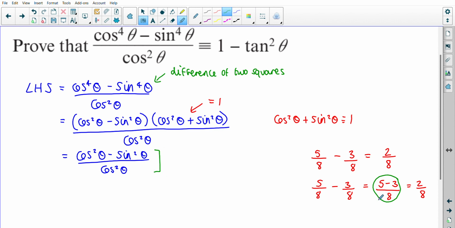So what I can do is go back to the first step, so split up the fraction with the same denominator and the minus in between. As I say, this is a common technique that you will see more and more. So I'm going to write it as cos squared theta over cos squared theta minus sine squared theta over cos squared theta. Why have I done that? Well, straight away I can see if I simplify those fractions, I'm going to get 1 minus tan squared theta.